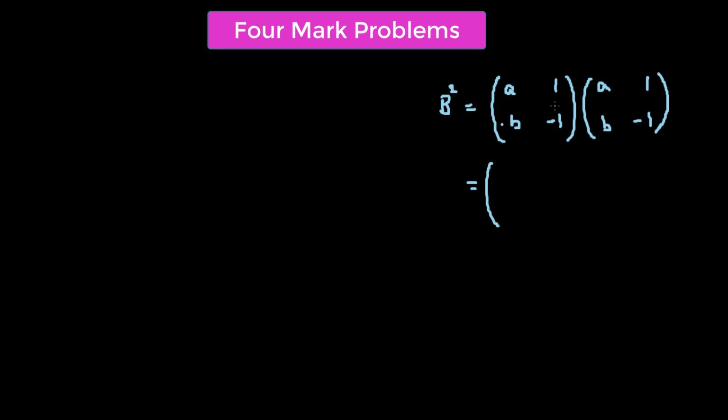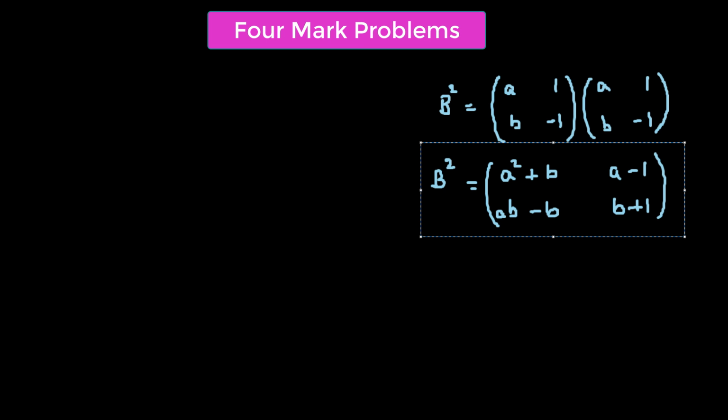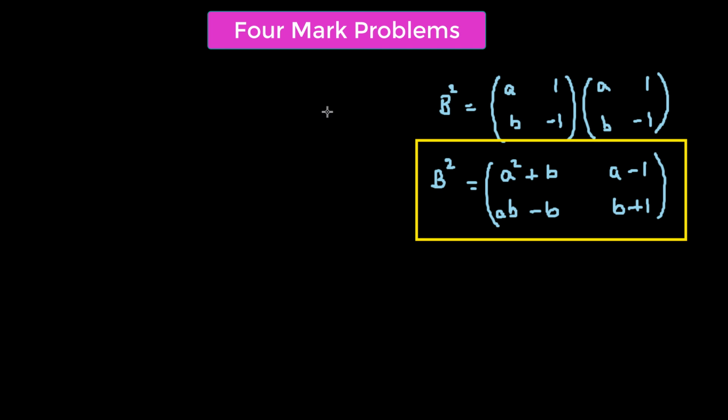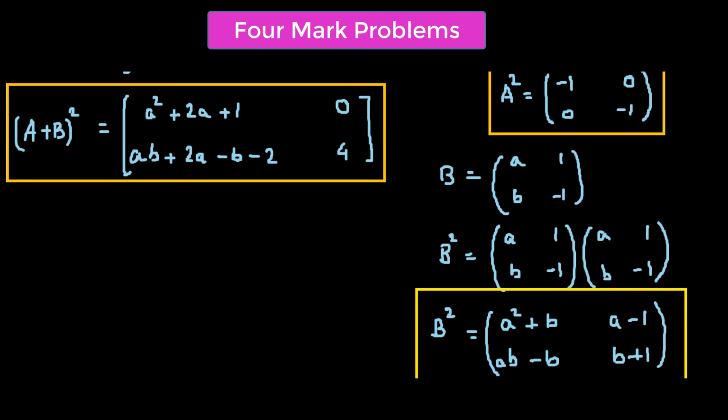So this is simply going to be a times a is a squared, plus 1 times b is b. A times 1 is a, 1 times negative 1 is negative 1, b times a is ab, negative 1 times b is negative b, then we have b times 1 is b, and negative 1 times negative 1 is positive 1, so we'll have b plus 1. Okay, that's it. So we have both the value for A squared and B squared. So this is B squared. Let's mark it. So this is our B squared. So that's it. Now let's write down all the values together.